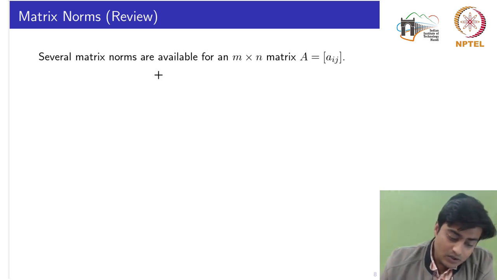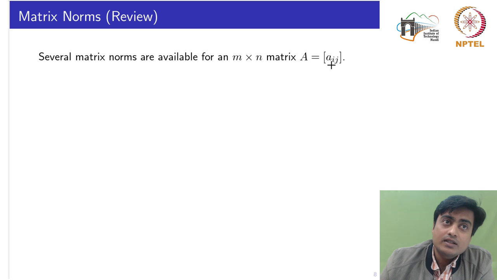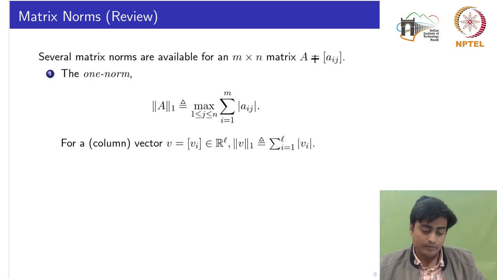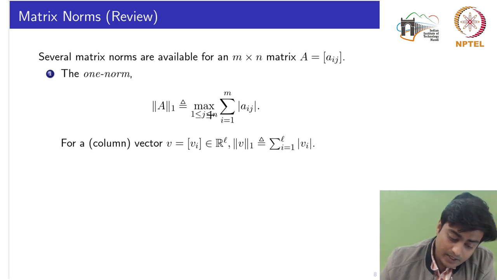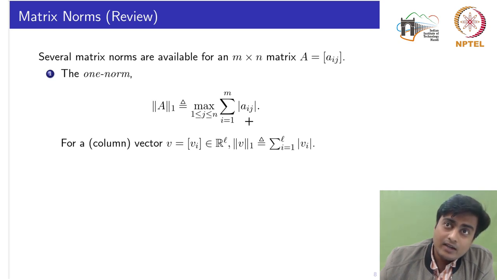So several matrix norms are available for an m cross n matrix A, which are defined by these a_ij elements. Here a_ij elements, i defines the row and j is the column of the matrix. So the first norm we define is the one norm. The one norm is defined as follows for a given matrix A. This basically means that I will sum up all the elements along the columns, and then I will compute the maximum of those sums.